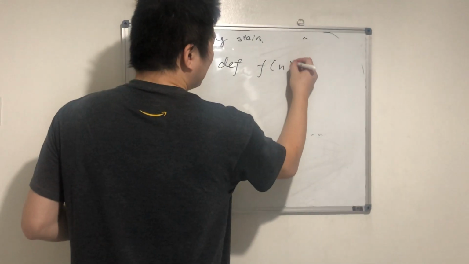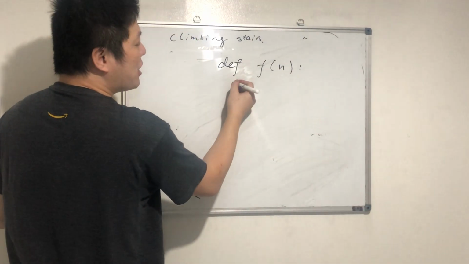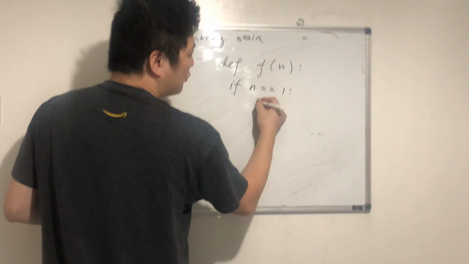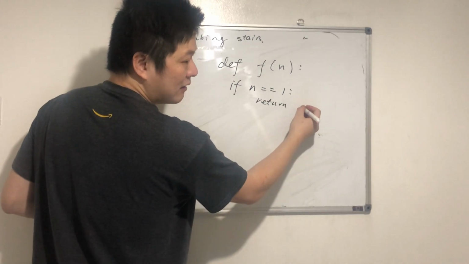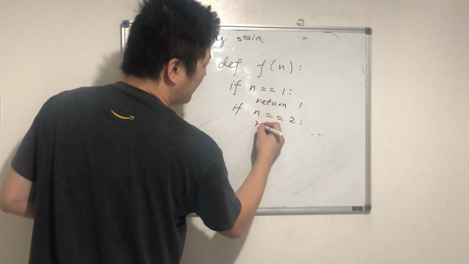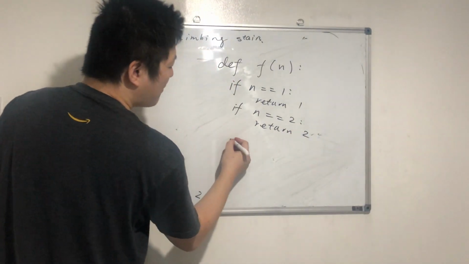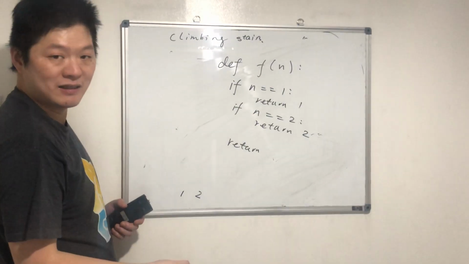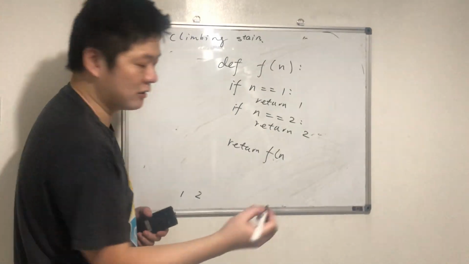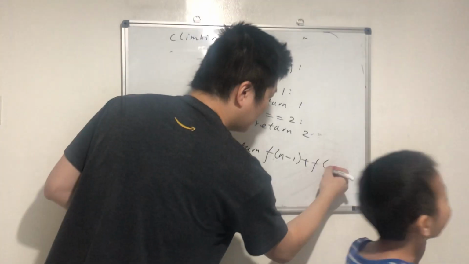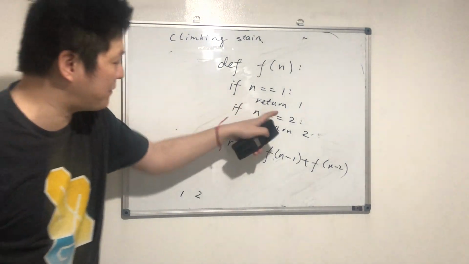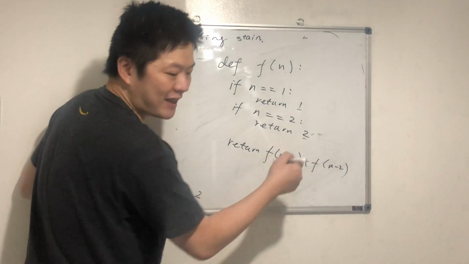Okay, Fn. If n equals 1, return 1. If n equals 2, return 2. Otherwise, return F(n minus 1) plus F(n minus 2). Well done. So this is basically the Fibonacci number, except these values are slightly different.